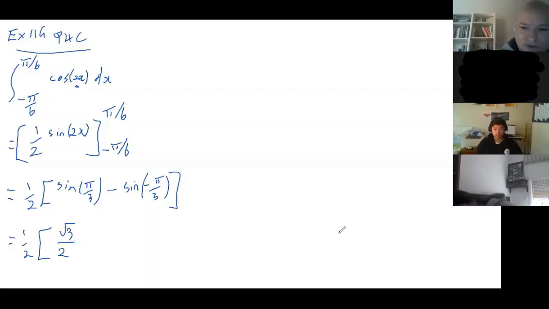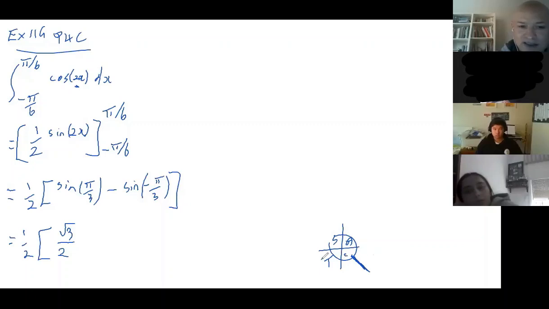I'll just draw the circle down here again. Remember CAST, negative pi on 3. Negative pi on 3 is down here, so sine in that quadrant is negative. So this one's going to be plus, because two negatives become a positive, of sine pi on 3. Now again, you don't need to write this line.